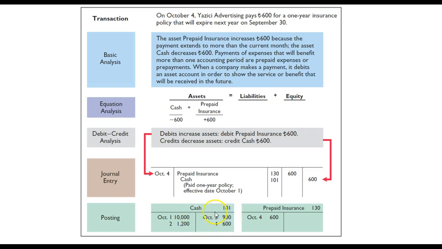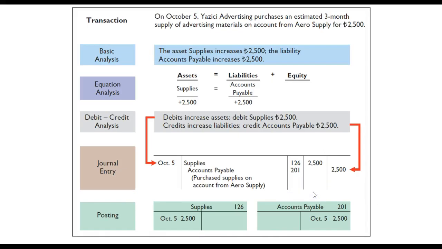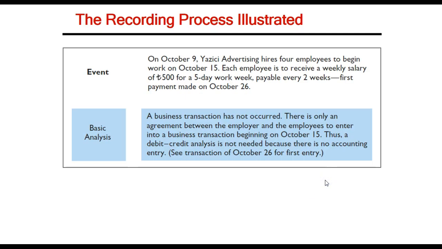And I posted, and you can notice that with these T accounts, we have to add them up later, but if we had a real ledger card, we'd be keeping the balance on a regular basis. Then I bought supplies on account. Debit supplies, credit the liability, accounts payable. And then I hired 4 employees to begin work on October 15th. Now watch this. There was no transaction. This was just talk. There has been no exchange. Recall, a business transaction is an economic exchange of some sort that affects 2 accounts. This had no effect on our records.